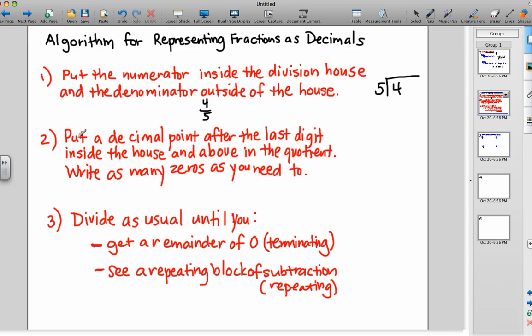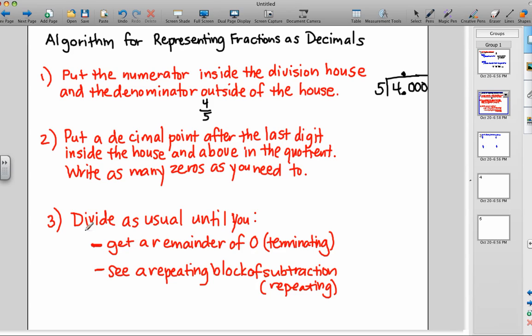Step number 2 says to put a decimal point after the last digit inside the house. The last digit inside the house is 4, so put a decimal point to the right of that, and then also put it above in the quotient, directly above it. It's really important that you line these up. And then write as many zeros as you need to after that. You could write an arbitrary amount.